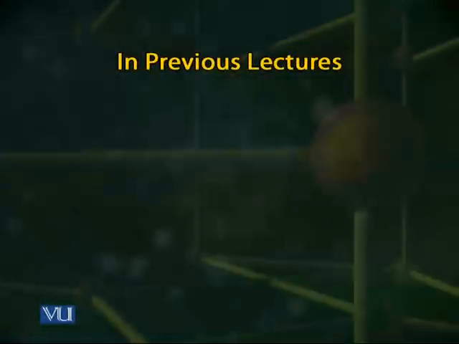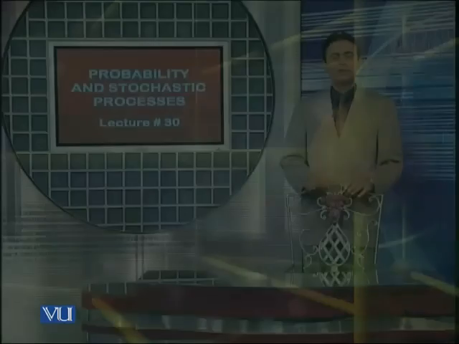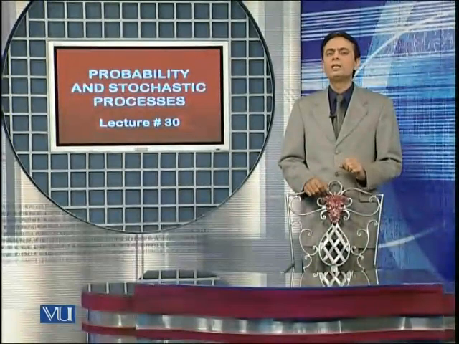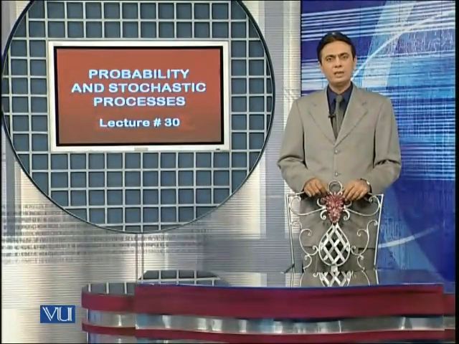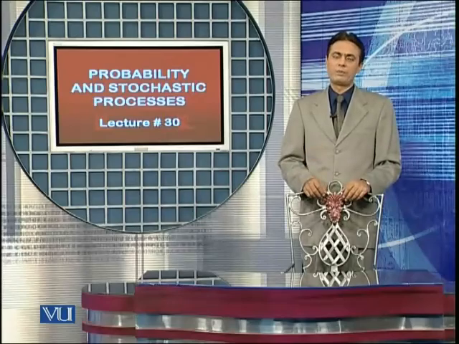In previous lecture, we finished our discussion of diagonalization of covariance matrix of two random variables in order to design a linear transformation which takes a pair of correlated random variables and gives a pair of uncorrelated random variables. This diagonalization was done through usage of eigenvalues and eigenvectors.